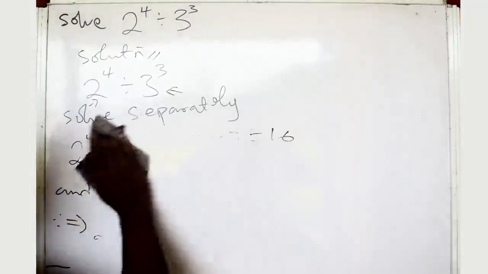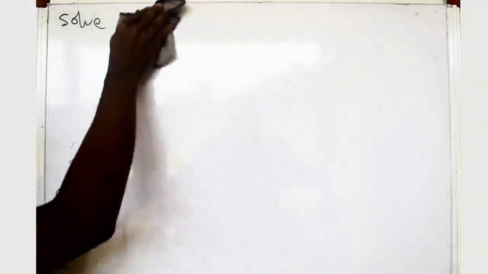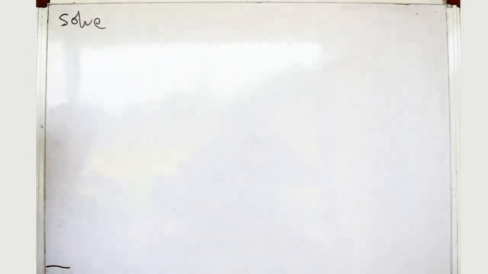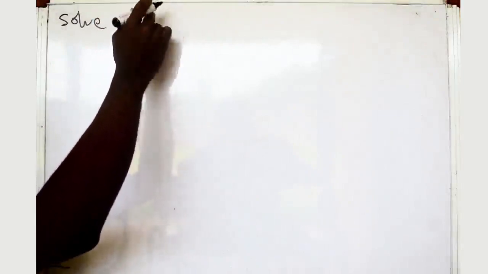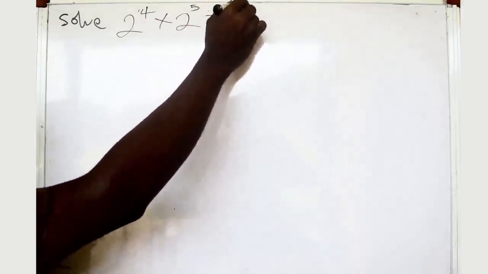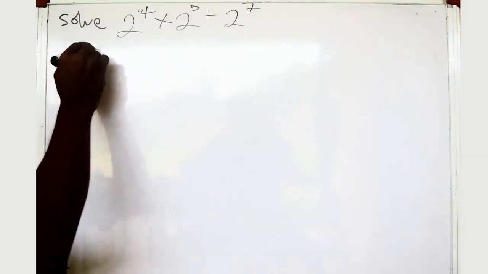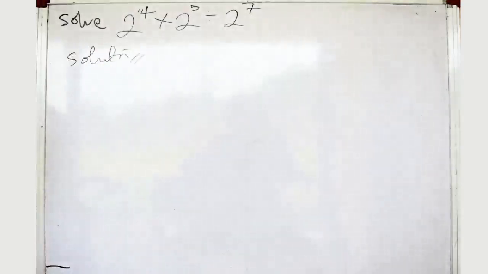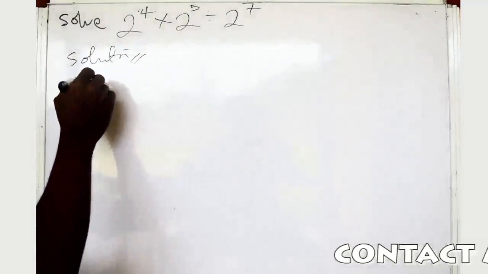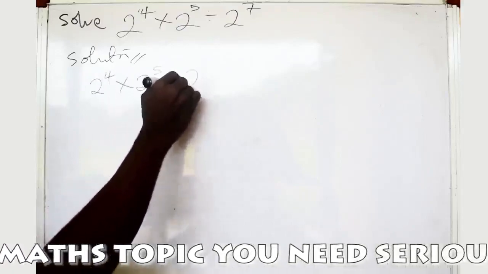Now the next thing you have to understand, let me give you a question that has to do with a combination of multiplication and division. So let's say you are given 2 raised to the power 4 multiplied by 2 raised to the power 5 divided by 2 raised to the power 7. So this is a combination of multiplication and division. You just write solution. After writing solution, you bring down the equation, which is 2 raised to the power 4 multiplied by 2 raised to the power 5 divided by 2 raised to the power 7.